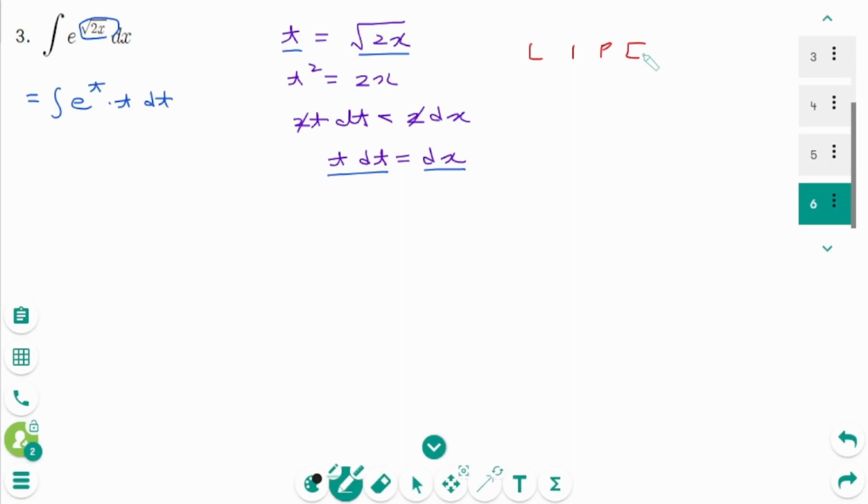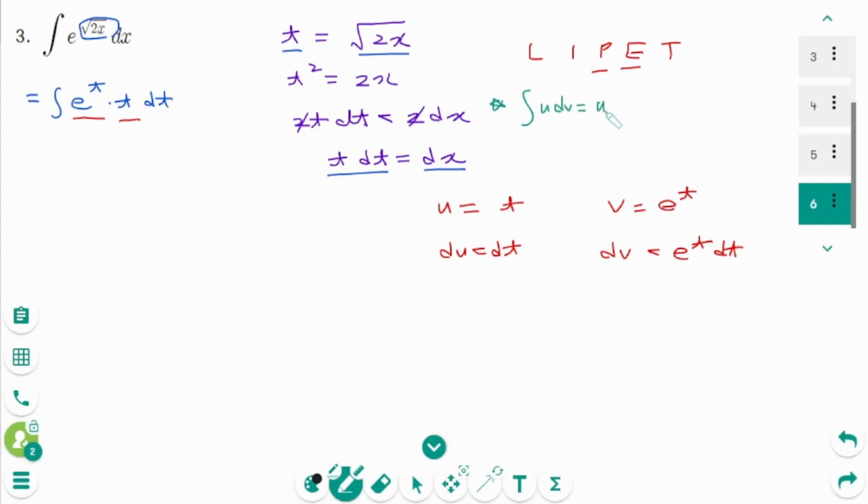Now use LIPET. e to the power of t is exponent, t is polynomial, then let u equal t, then dv equal e to the power of t dt. Derive on each side, du equals dt, then v equals e to the power of t. Use the formula, the integral of u dv equals uv minus the integral of v du, then back to the original, uv: t times e to the power of t minus the integral of v, then du.